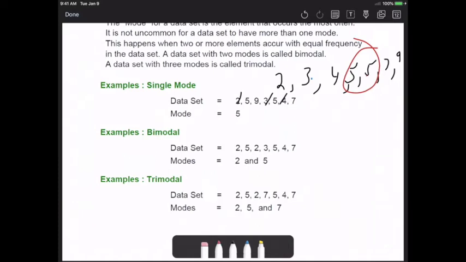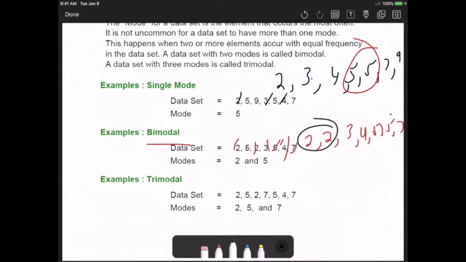Sometimes you might have a bimodal. Bimodal means that there are 2 numbers that come up most often. So if I write these out, you got 2, 2, 3, 4, 5, 5. Sorry, it's a little sloppy. 7. Okay, I cross them all out. So I see that we have 2 2s and 2 5s. If we have 2 2s and 2 5s, we have 2 and 5. So it's bimodal. This one's trimodal because you have 3.